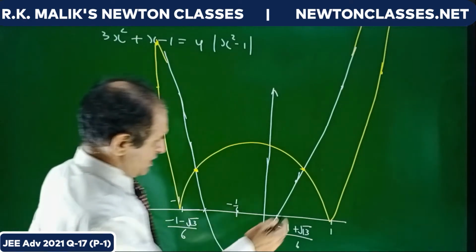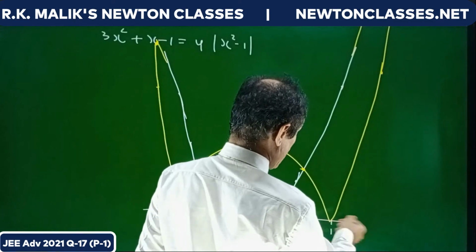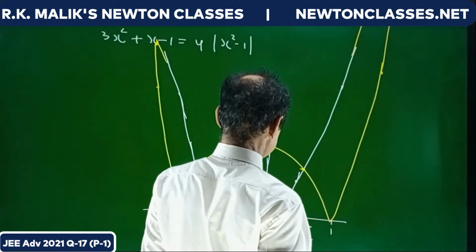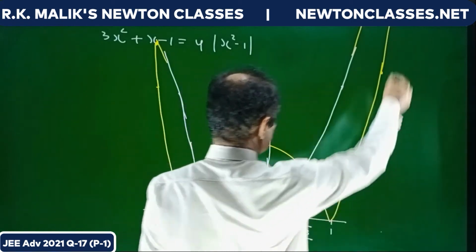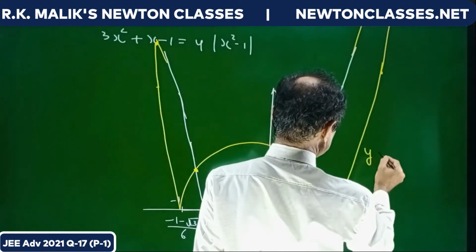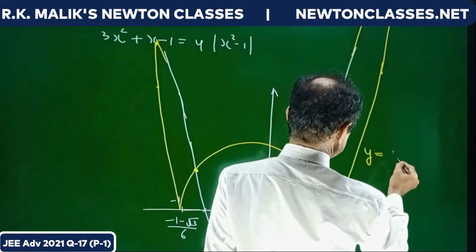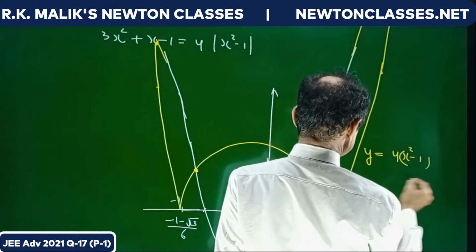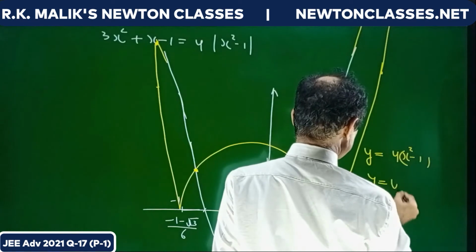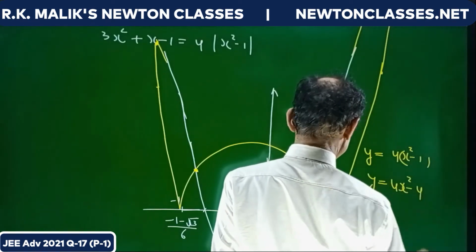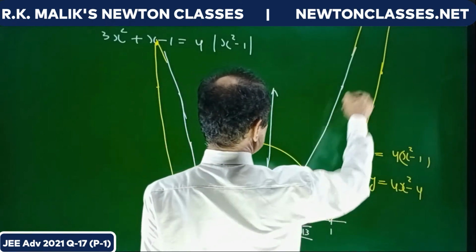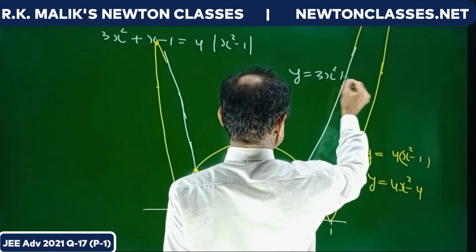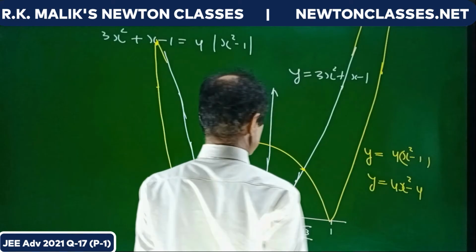See, it is obvious that the x coordinate of this point will be more than 1. Hence, the graph of this part is y equal to 4x square minus 1, that is 4x square minus 4. And the graph of this part is y equal to 3x square plus x minus 1.